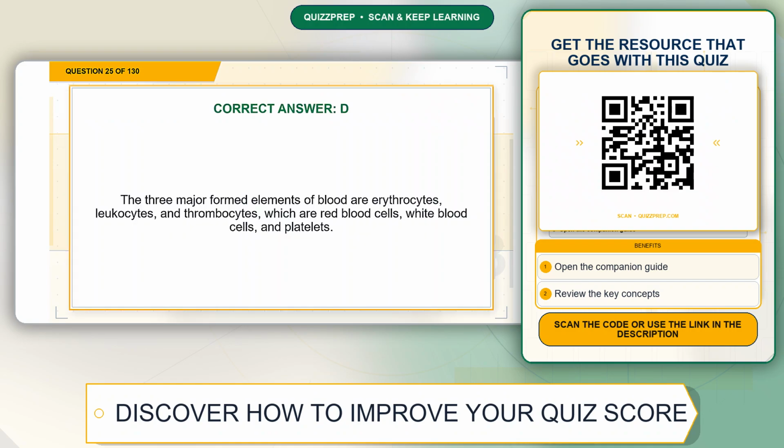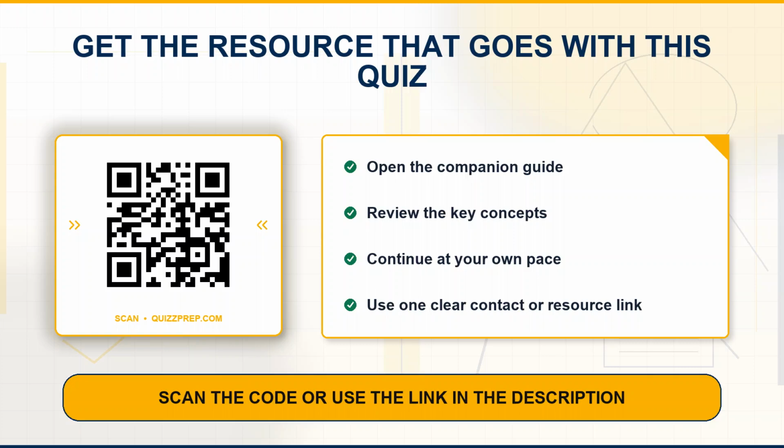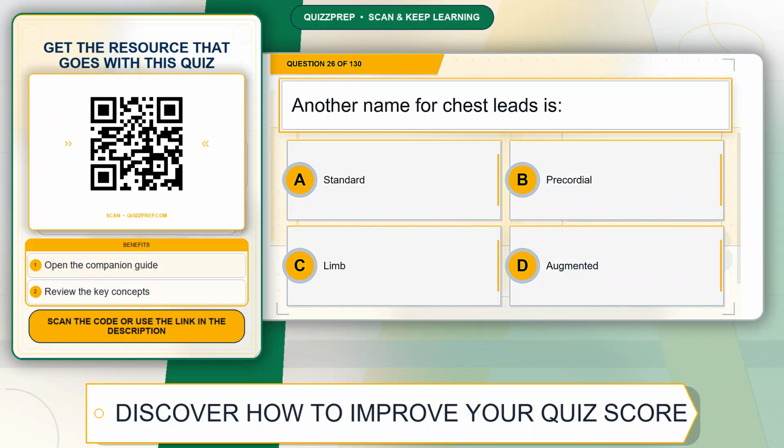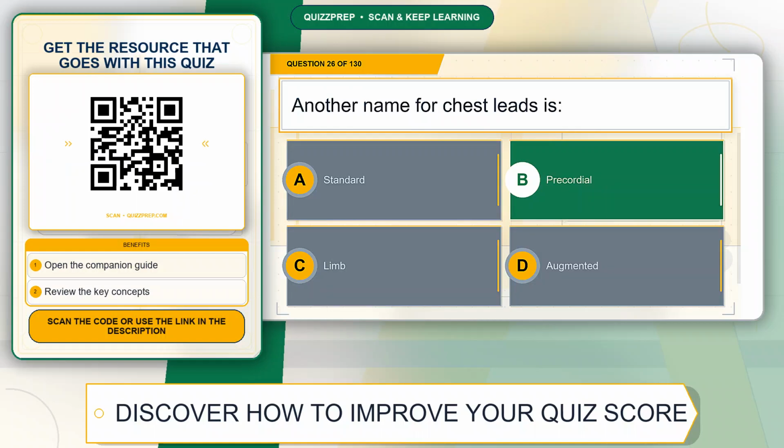Explanation. The three major formed elements of blood are erythrocytes, leukocytes, and thrombocytes, which are red blood cells, white blood cells, and platelets. Question 26. Another name for chest leads is: Option A, standard. Option B, precordial. Option C, limb. Option D, augmented. The correct answer is option B, precordial.